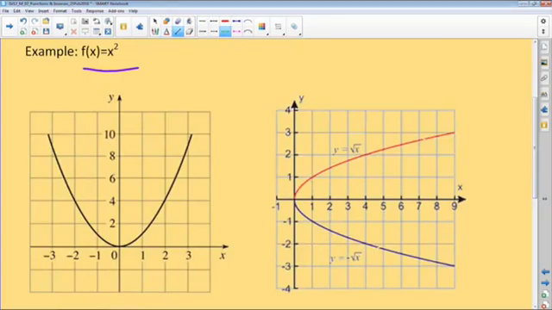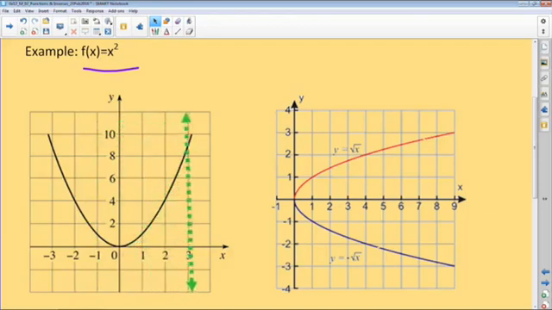Now, what the vertical line test says is that if I have a vertical line drawn parallel to the y-axis, and I move it across the curve, this is to test whether something is a function. This vertical line must only touch the curve at one point for it to be a function.